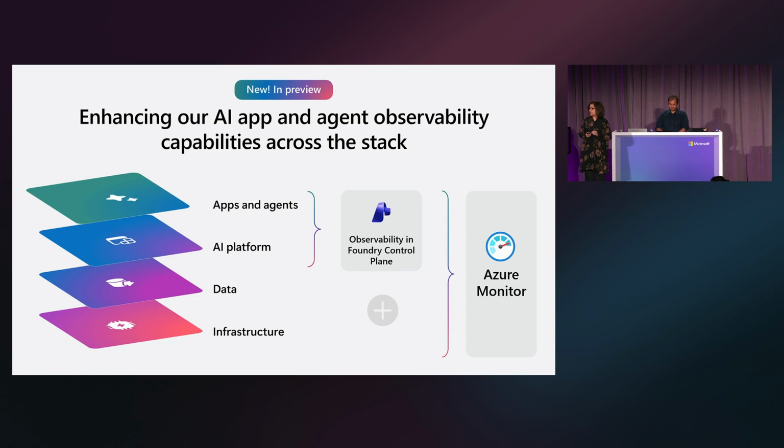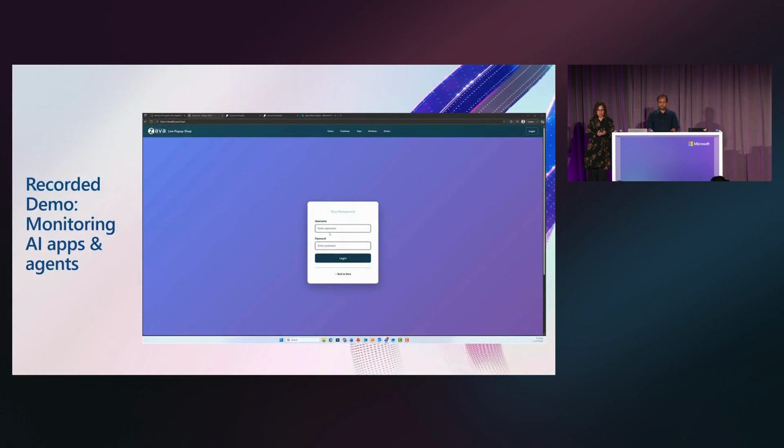All evaluations, traces, and red teaming results from Foundry are published to Azure Monitor. This Ignite, we're announcing a few new capabilities: a new agents details view, AI-powered tracing, and smart search. Let's see these capabilities in action.